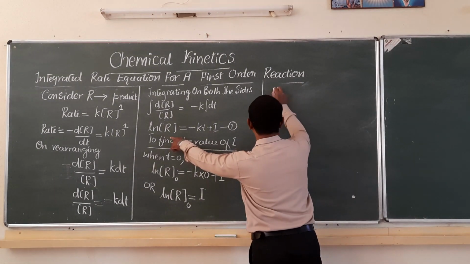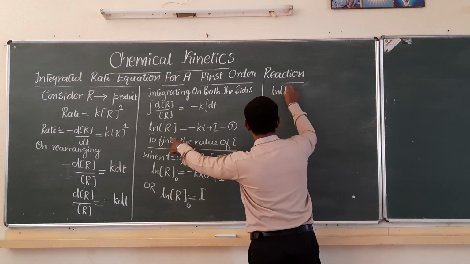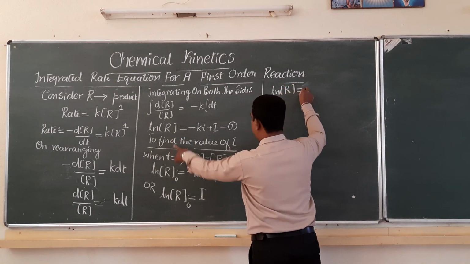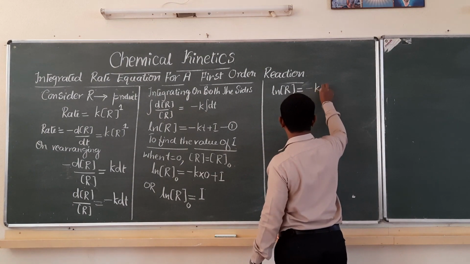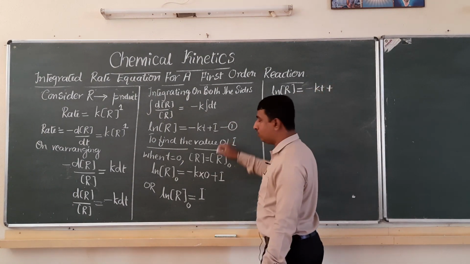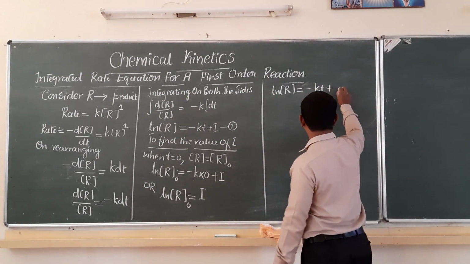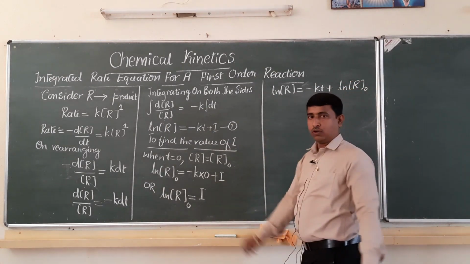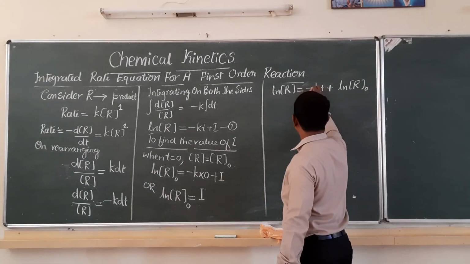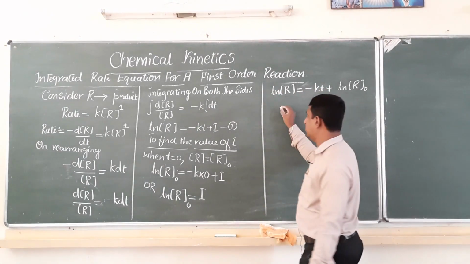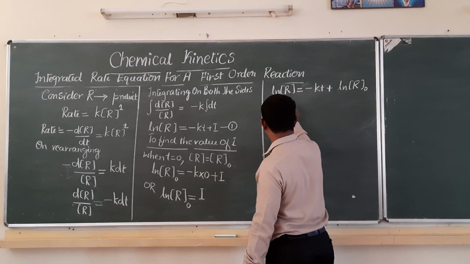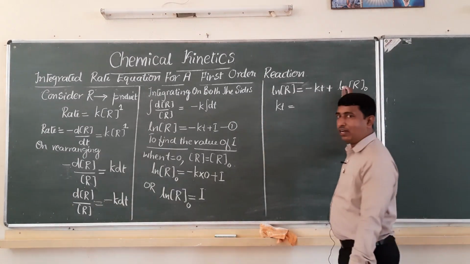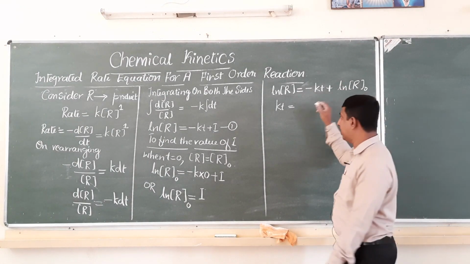On the left hand side we have ln R, it is equal to minus kt plus I. What is the value of I? I is equal to ln R0. I will bring this minus kt to the left hand side. It becomes plus kt. It is equal to ln R0, which is already present on the right hand side.